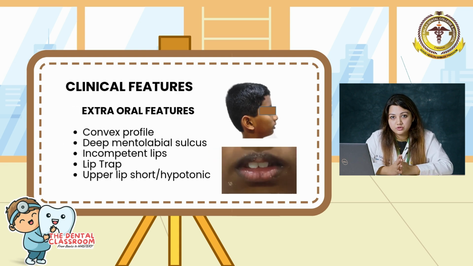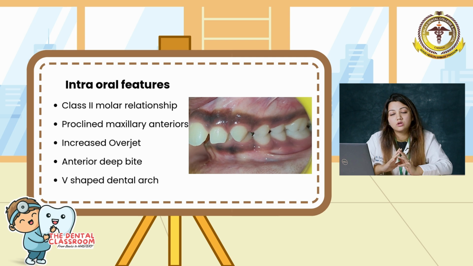So when a patient comes to you, how do you recognize whether this patient has a Class II malocclusion or not? We can identify this with certain extraoral and intraoral features characteristic to Class II malocclusion. Extraoral features of Class II malocclusion involve a convex profile, a deep mentolabial sulcus, the lips are incompetent, that is they do not touch each other, a lip trap and a short upper lip or a hypotonic upper lip. Intraoral features can include a Class II molar relationship as explained earlier, proclined maxillary anteriors, an increase in the overjet, an increase in the overbite, and a V-shaped dental arch.